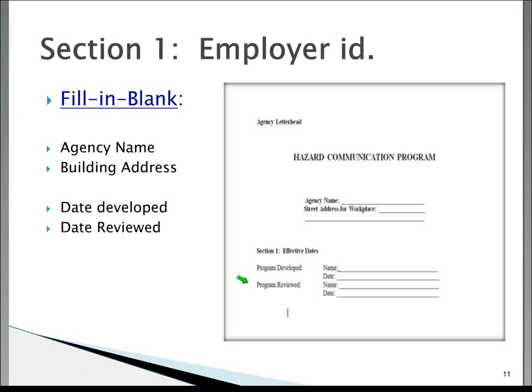So the first section, it is fill in the blank. What you're going to do is write down your agency name and your agency street address. You're going to identify who the main coordinator was for putting that program together, and you're going to put down the date that the program was approved and put into action. And we are going to review it. We'd like you to go back and look at it every year and see if any changes need to be made, make them. If no changes need to be made, that's fine, but you sign it again and date it again. Then we need to know that it was reviewed and updated.